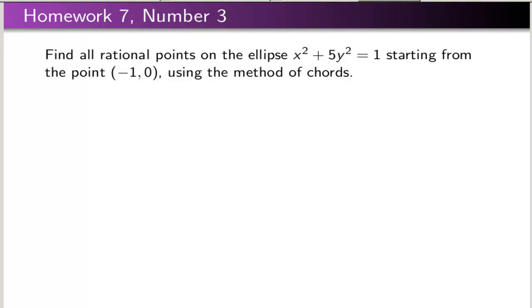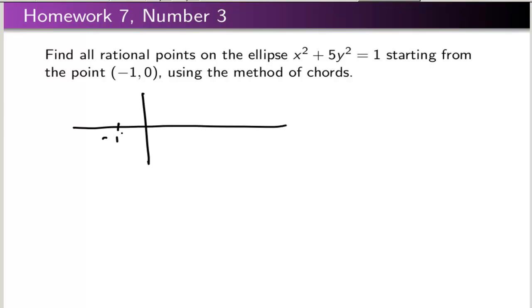Number 3, find all rational points on the ellipse starting from this point right here. So we have some ellipse that passes through -1, 0, obviously.